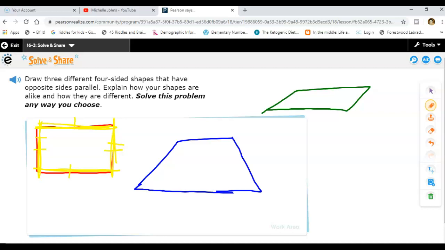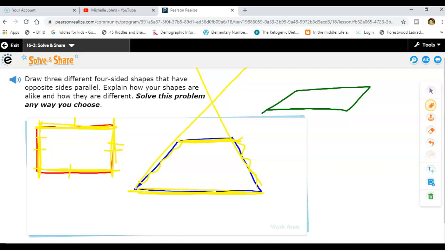I also drew another figure in blue. Does anyone know what that figure is called? Yes, a trapezoid. So my trapezoid has my top and my bottom parallel with one another. Are my other sides parallel? No, right. Why? Yeah, because if these lines continue going, they will eventually cross each other. So they cannot be parallel.